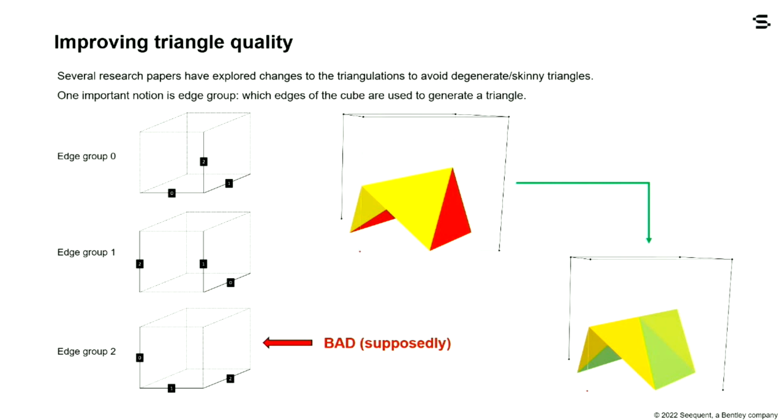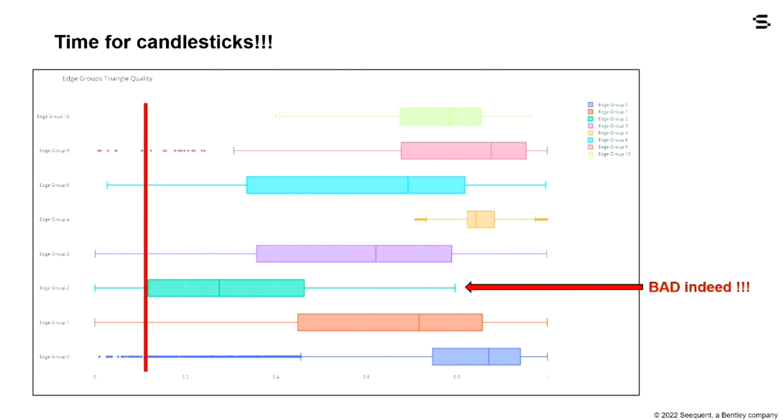So using the same metrics, you can generate candlestick diagrams. These are all the triangles and which edge group has been used to generate them. And as you can see, indeed, edge group number 2 has, on average, a pretty low quality. I guess you're familiar with candlestick diagrams, but basically the center is the mean, and then you have the quartiles on the side.